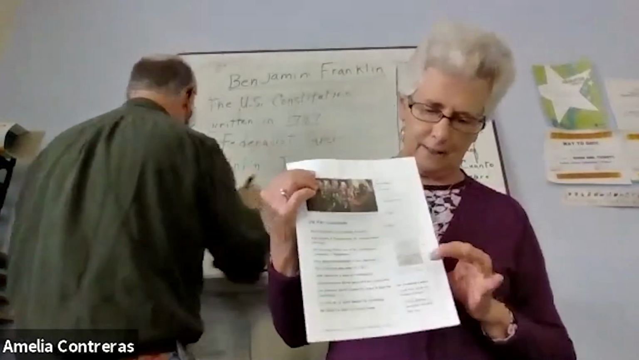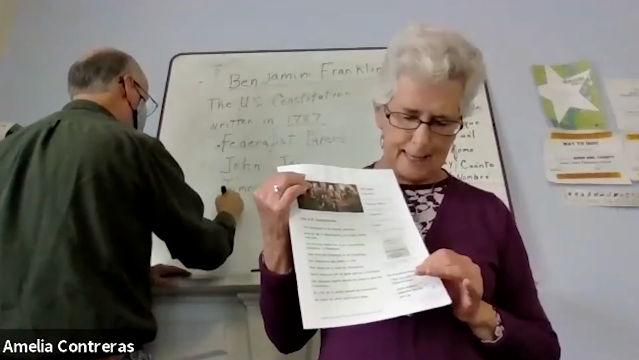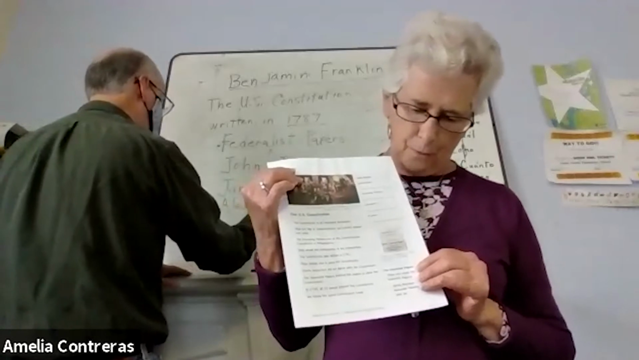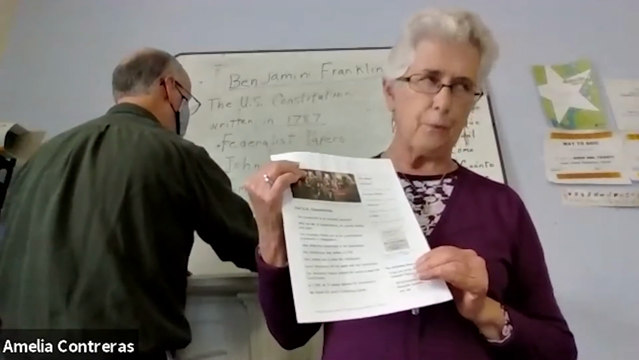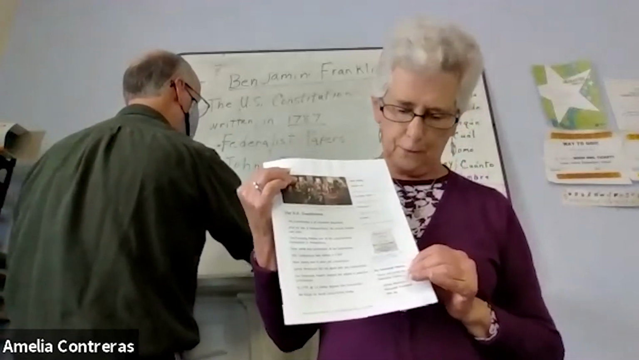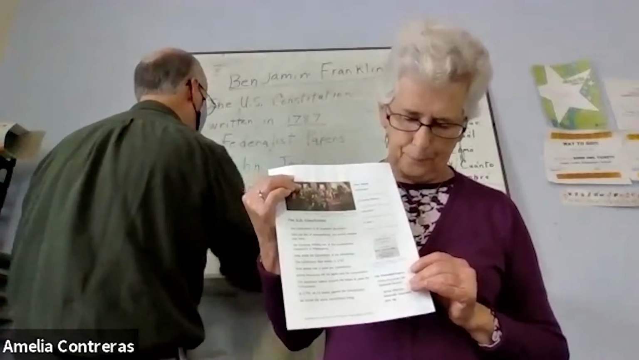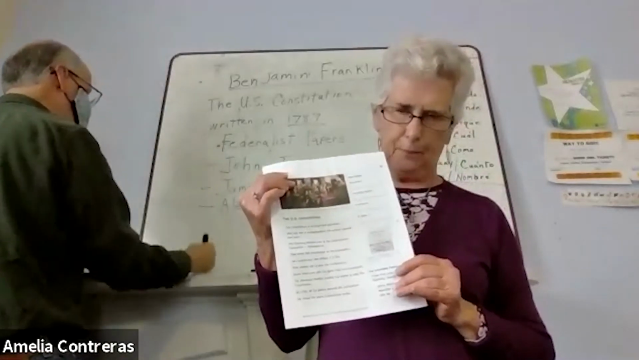Yeah, right. Okay, so that's the Federalist Papers. And down below is another box, and it tells you who the three writers are. Three men who wrote the Federalist Papers: James Madison, Alexander Hamilton, and John Jay.